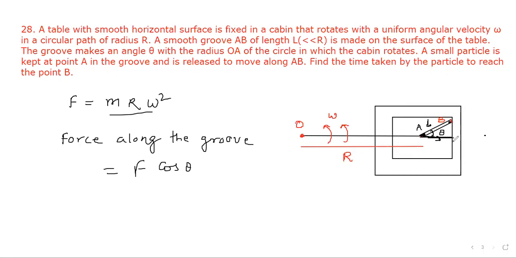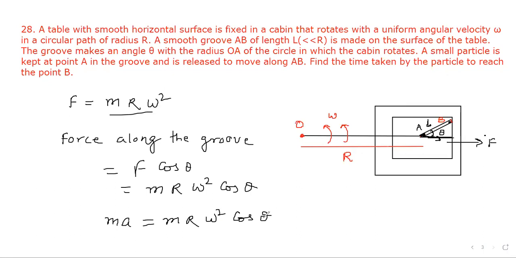This force is acting in this direction. And we have to find the force in this direction. So we can say it will be F cos theta, that is m R omega square cos theta. This is the force on the particle. So we can easily find the acceleration of the particle. So ma equals m R omega square cos theta. m will cancel out and we will get the acceleration of the particle, that is a equals R omega square cos theta.